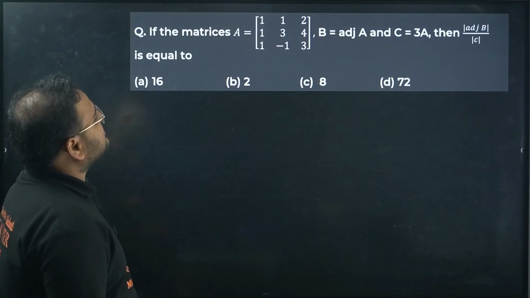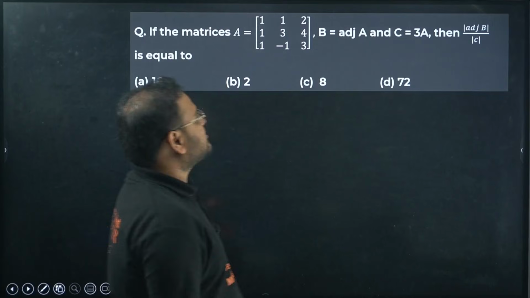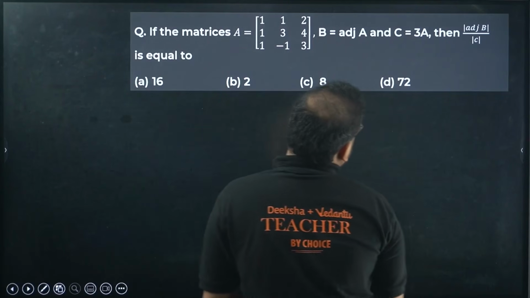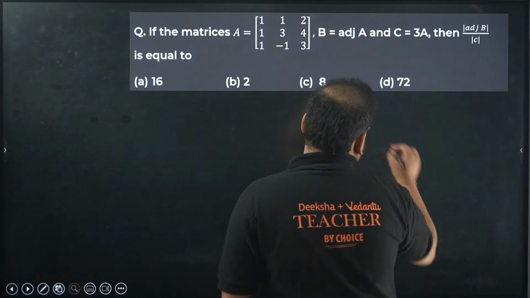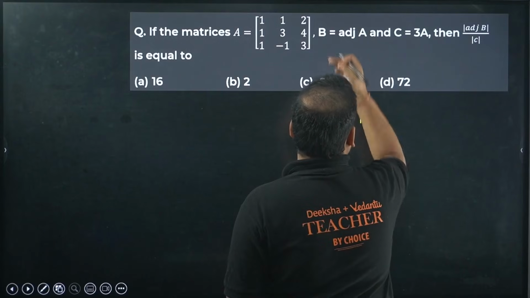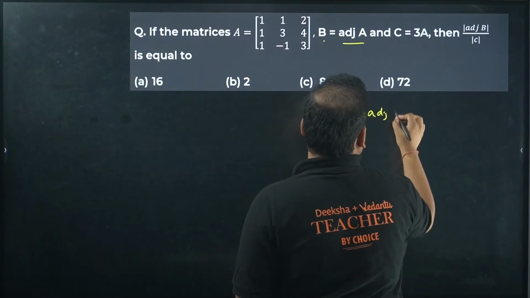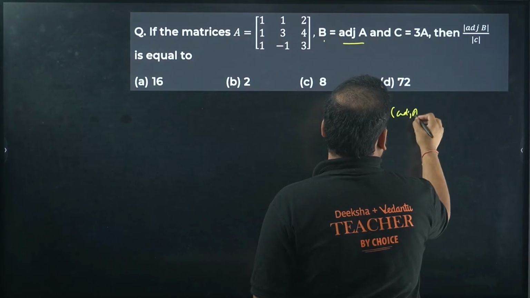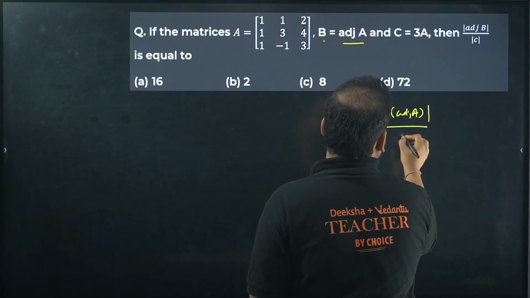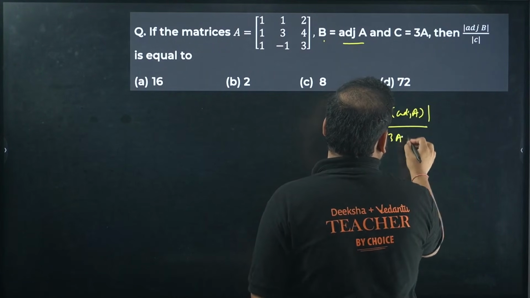For the matrices, B is the adjoint of A, and C is 3A. Find the adjoint of B times the determinant of C divided by... The adjoint of B will be what? The adjoint of B is the adjoint of A. So the adjoint of A times the determinant of C. C will be the determinant of 3A.